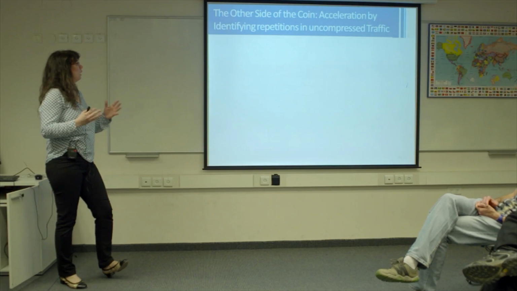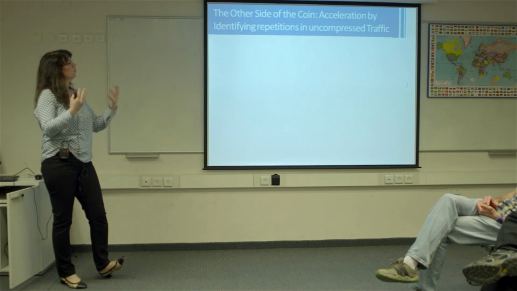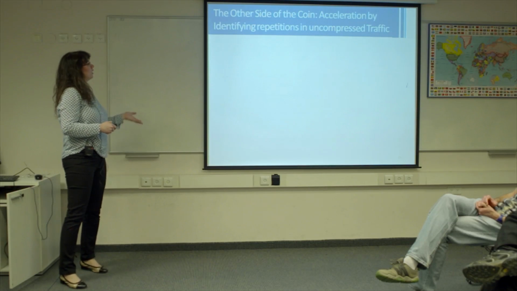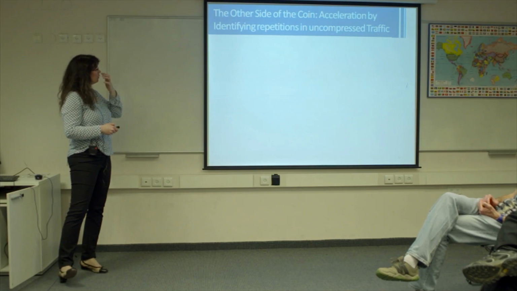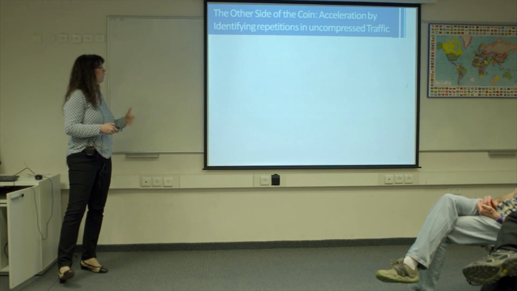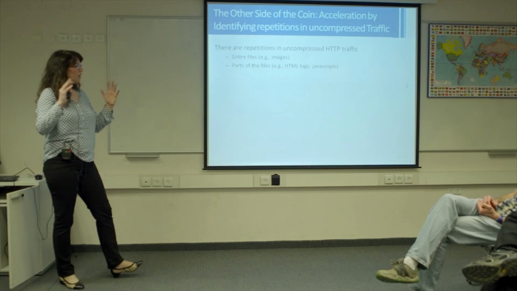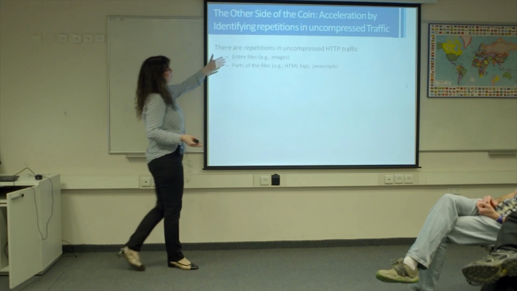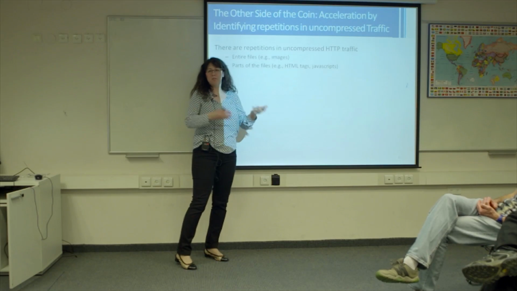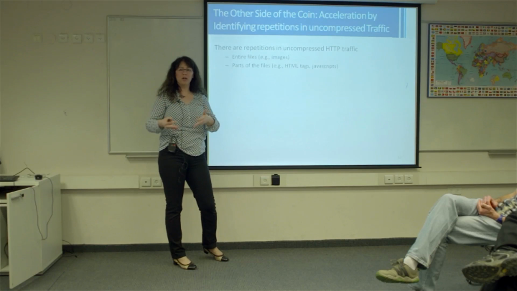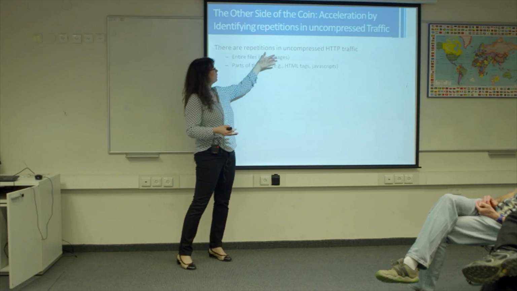The idea was so powerful, so we thought how to use it also on uncompressed traffic. And what we thought is how to accelerate by identifying repetition in the uncompressed traffic. In uncompressed traffic, there are many repetitions because most of the big sites compress the traffic because they know it's useful. And why are there repetitions?